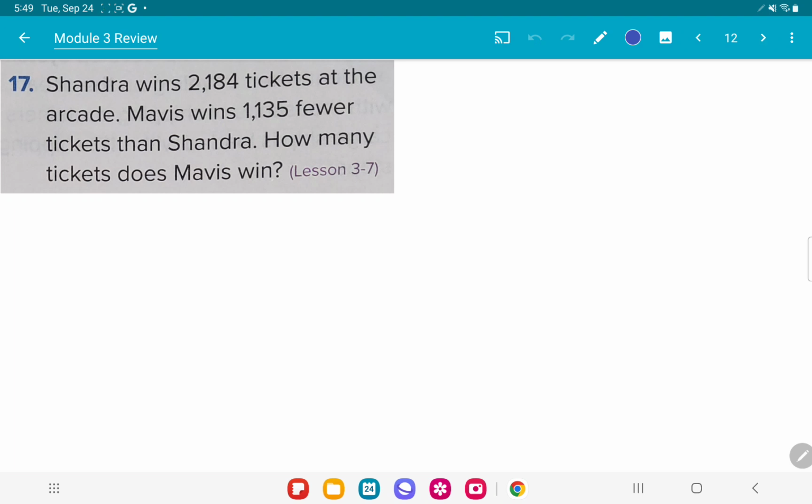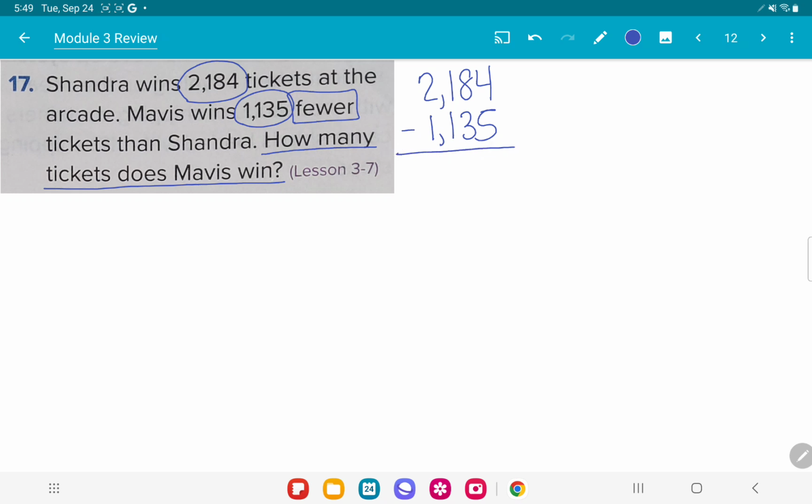Number 17. Chandra wins 2,184 tickets at the arcade. Mavis wins 1,135 fewer tickets than Chandra. How many tickets does Mavis win? I'm looking for how many tickets Mavis wins. I know the total amount that Chandra wins was 2,184. We know Mavis wins 1,135 fewer. So since it's fewer, that tells me I'm going to need to subtract to find the difference.